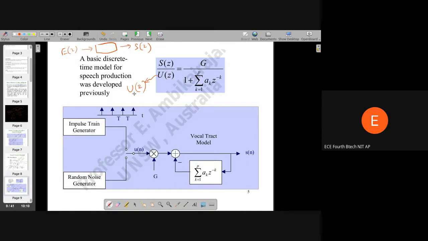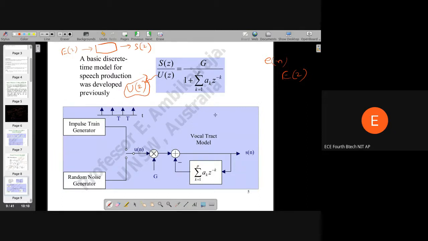As we discussed, today we will discuss linear prediction analysis. There we will have an error term. An error is generally denoted by E or E(n), and so we'll have an E(z) term coming up there. So to avoid ambiguity, we will use this U(z) from now on in this lecture.